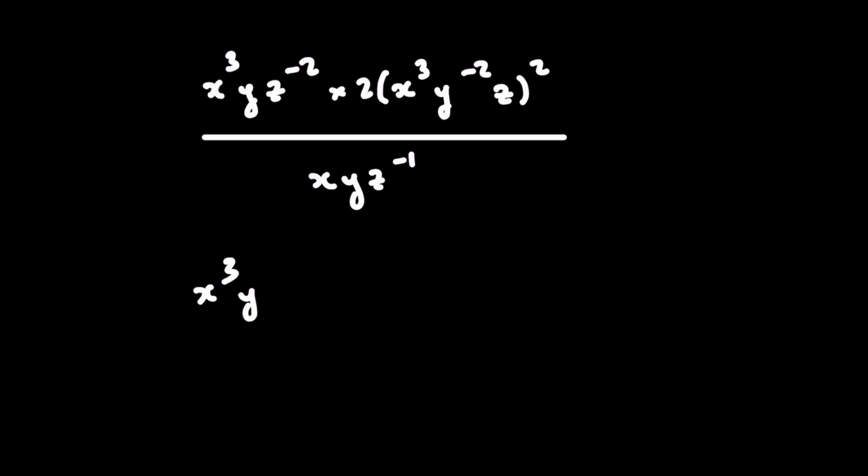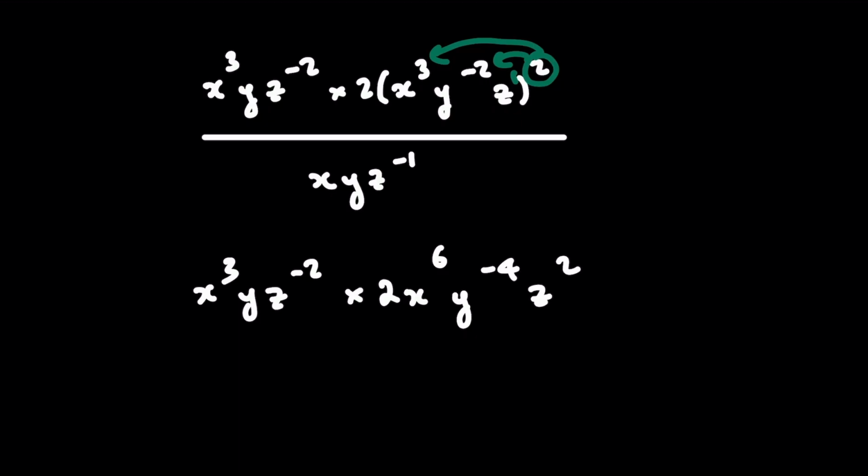So we would have x cubed y z to the power of minus 2 times by 2, and then when we distribute the 2, what that pretty much means is we're just timesing the 3 by 2, the minus 2 by 2, and the 1 by 2. So then we can have 2x to the power of 6, y to the power of minus 4, and z to the power of 2.